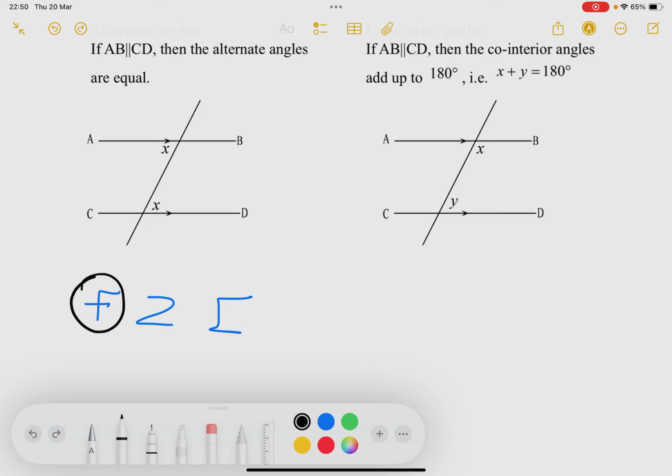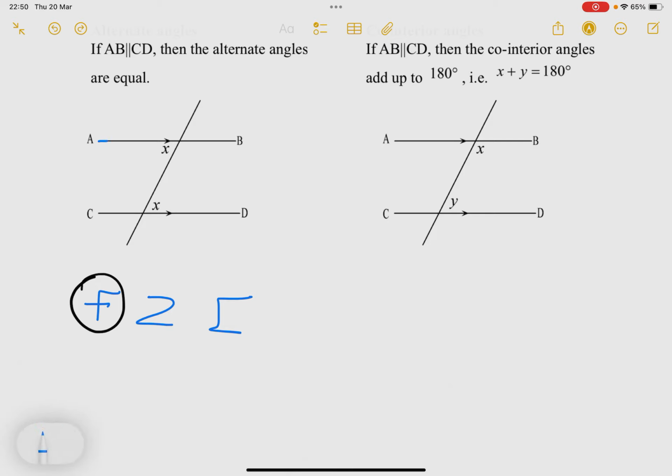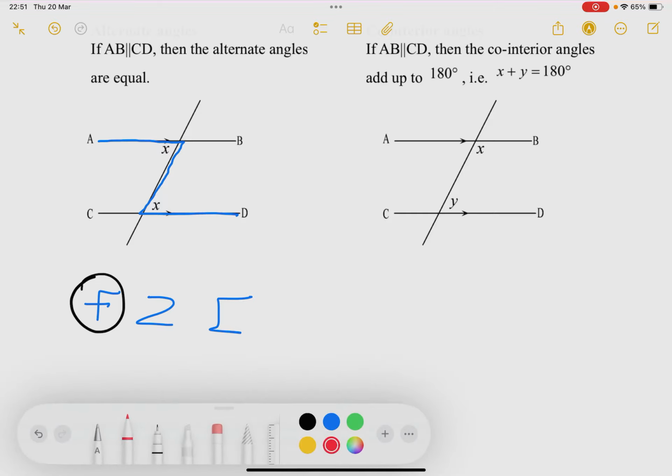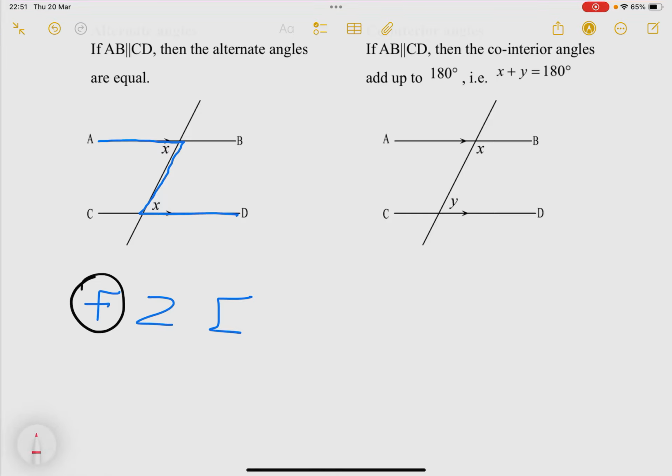So let's just look at this one. What are we looking at, right? If you realize something here, you're gonna realize a Z shape. Look at this. You see? That's similar to a Z shape, right? And remember what's happening on a Z shape is that this angle and this angle are equal. So similar with this one, these are actually equal on a Z shape.